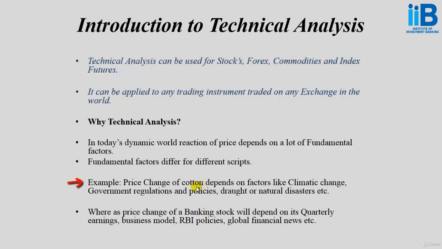Fundamental factors for cotton are climate change, governmental regulations and policies, drought, or any kind of natural disaster. So fundamental factors that will determine the price of cotton are climate change, regulations, or some natural disasters. Whereas these fundamental factors won't affect a banking stock. Fundamental factors that will affect price change of a banking stock are completely different.